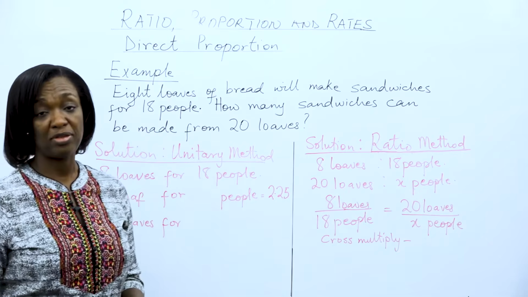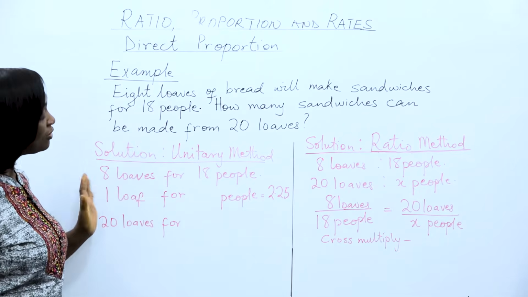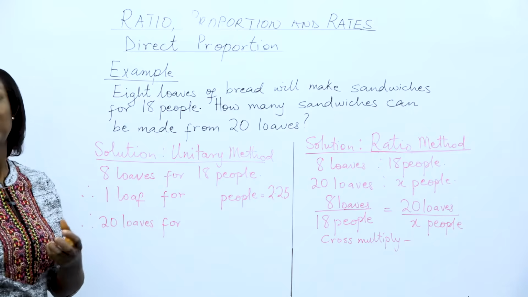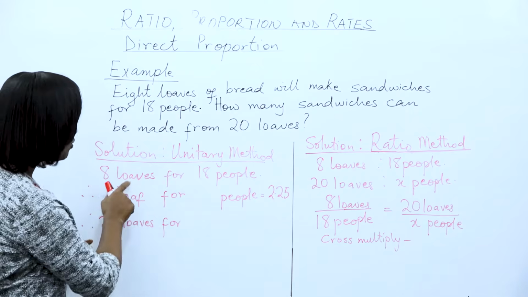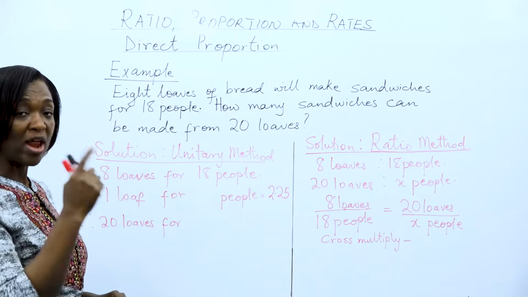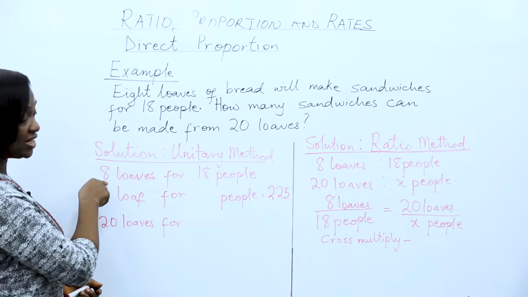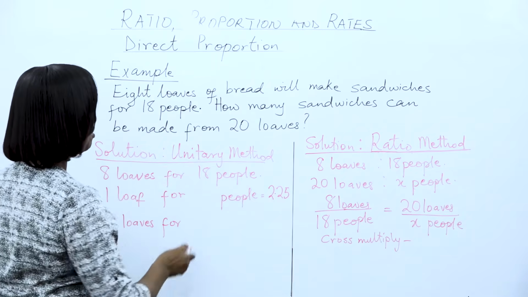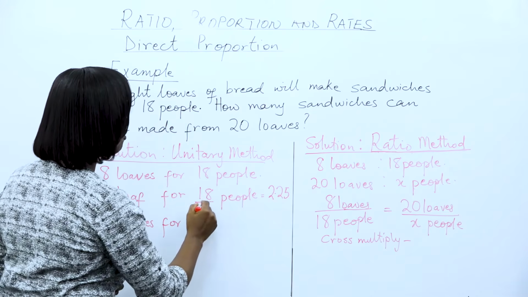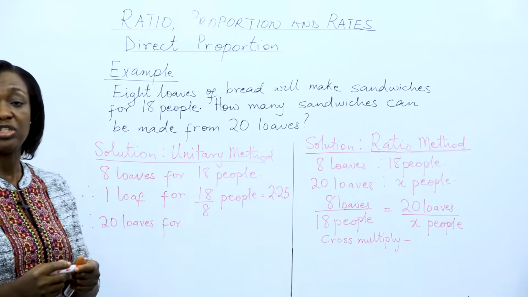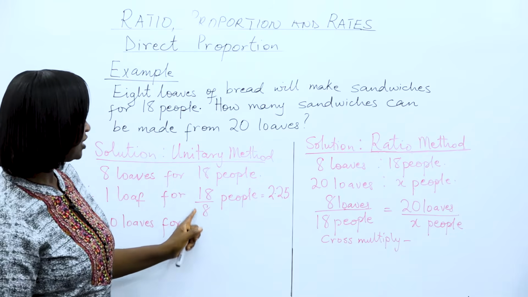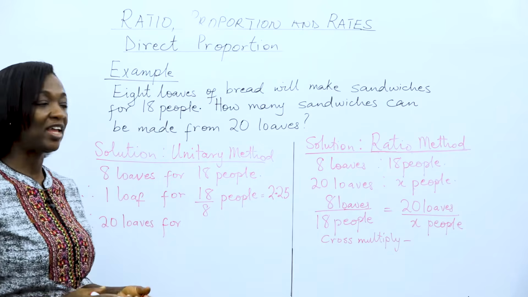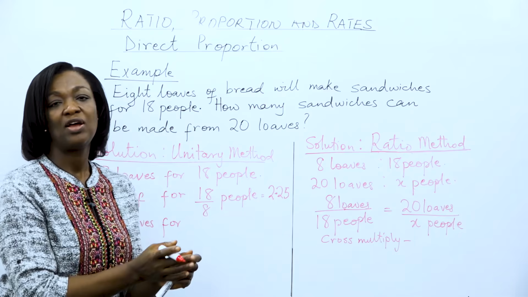So using the unitary method, 8 loaves for 18 people. So we want to find out how many people you can make sandwiches for with 1 loaf. So if 8 loaves makes for 18, then 1 loaf, that means you are dividing by 8. If you divide 8 by 8, you get 1. So you also divide 18 by 8 to get the number of people you can make sandwiches for with 1 loaf. So 8 into 18 will give you 2.25. So that's like 2 people and a quarter pack for 1 person.